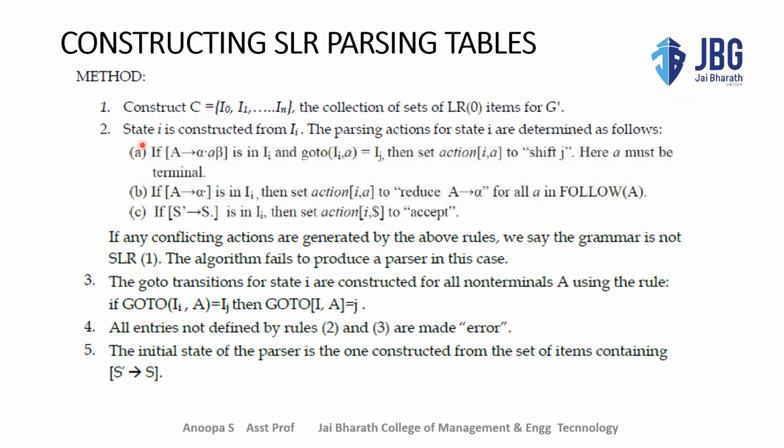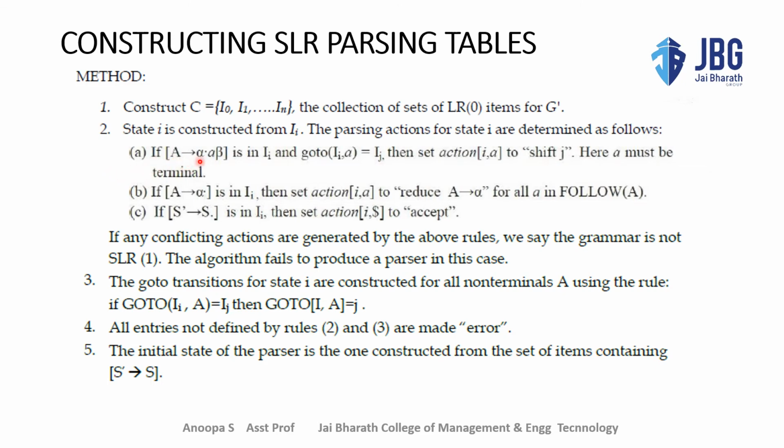Then state i is constructed from Ii. That is, if state 0 is constructed from I0, then the parsing actions for state i are determined as follows. This is how we can write an action or goto in the parsing table. If A giving alpha dot a beta is in Ii and goto(Ii, a) equals Ij, then set action[i, a] to shift j. Here a must be a terminal.